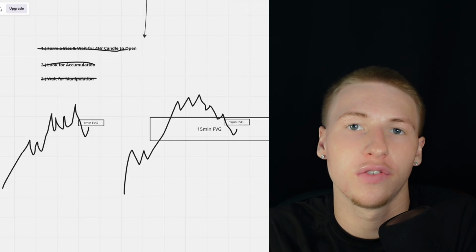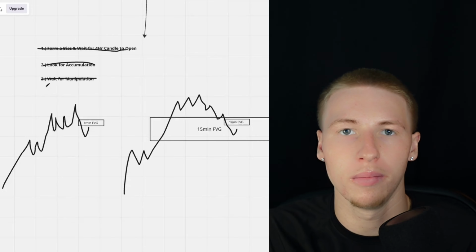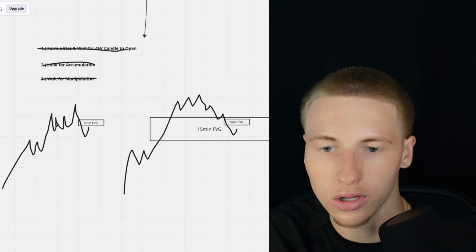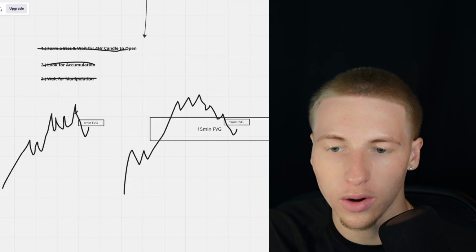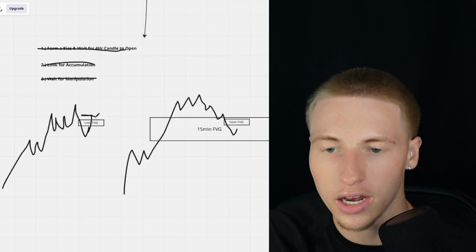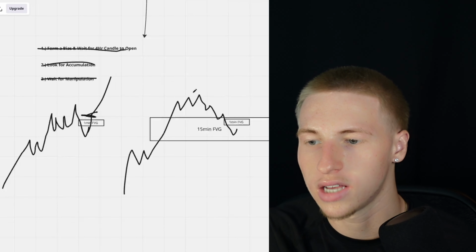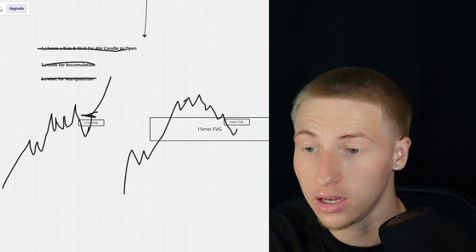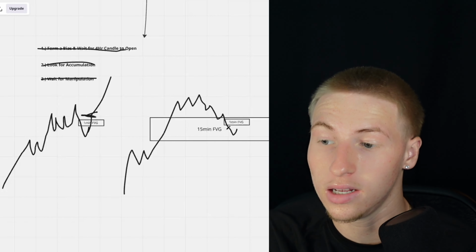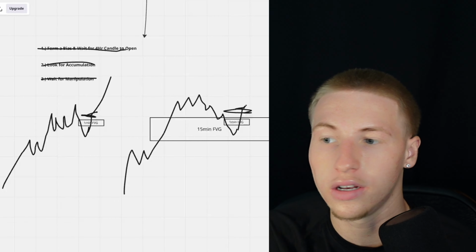From there, I hope it's pretty self-explanatory to you guys of looking for the 1-minute inverse, but just to see: accumulation, manipulation, it leaves behind a 1-minute fair value gap. Bang, we're looking for that inverse entry distribution. Same thing, pulling back to the 15-minute accumulation, manipulation into the 15-minute, inverse of a 1-minute out of it, distribution to the upside.